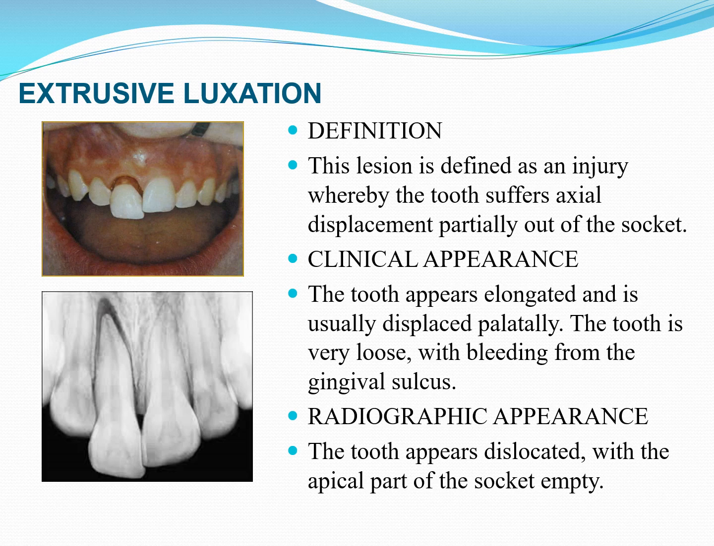So clinical appearance, the tooth appears elongated and it is usually displaced palatally. The tooth is loose and mobility is there with bleeding from the gingival sulcus. And the tooth appears dislocated with the apical part of the socket empty. So the tooth has moved out of the socket. That is, the tooth is slightly extruded. So that's why the apical part of the socket is empty.